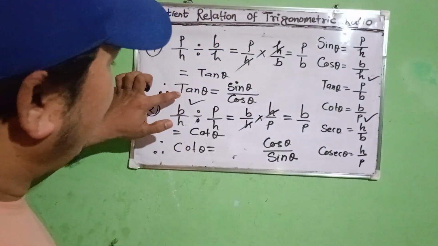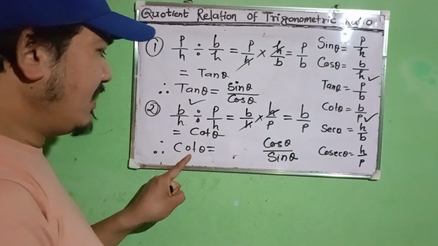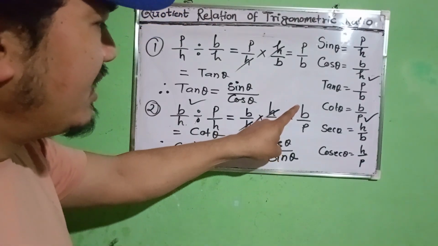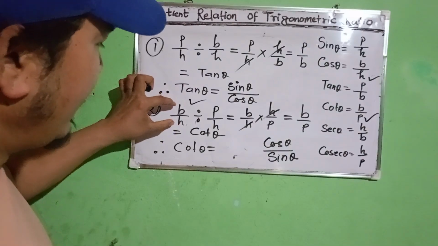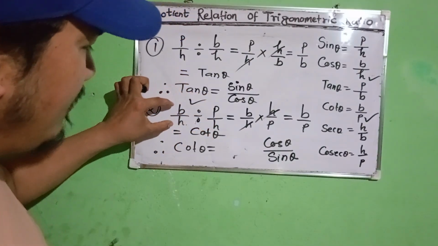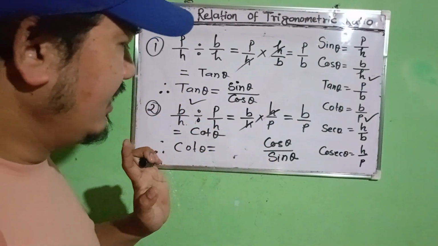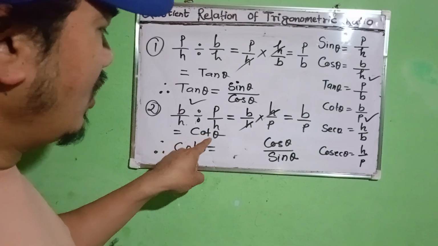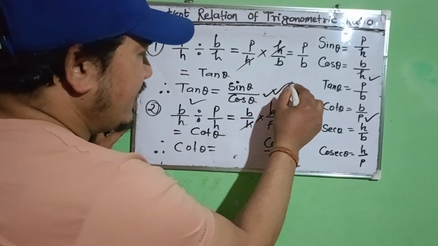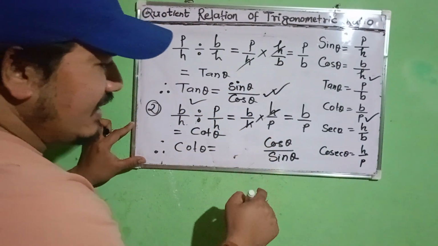What we derived from here: tan theta means sin theta by cos theta, and second, cot theta means cos theta by sin theta. Because this base by perpendicular is obtained when we divide base by hypotenuse by perpendicular by hypotenuse. Base by hypotenuse means cos theta and perpendicular by hypotenuse means sin theta. We obtained cot theta. Clear? These are the two quotient relations.